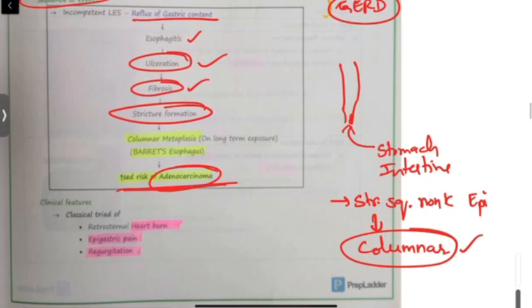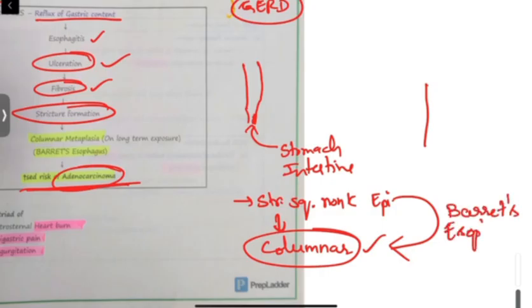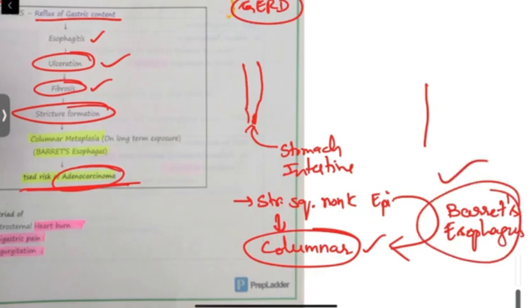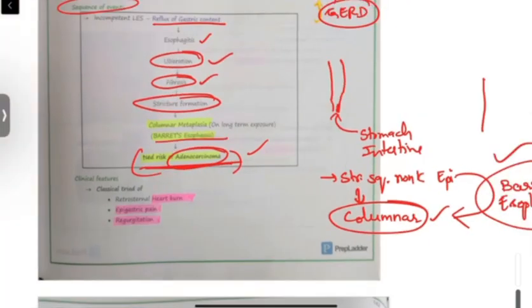And this mechanism, where the lining epithelium of the esophagus is changed from stratified squamous to columnar, is called Barrett's esophagus, and this is also a disease. If we see Barrett's esophagus, then there is high chance that the patient will go for carcinoma of the esophagus, that is increased risk for adenocarcinoma. So if Barrett's esophagus has formed, it means there is a long term exposure, or there is a long term GERD which is happening here, and that has led to the formation of Barrett's esophagus.